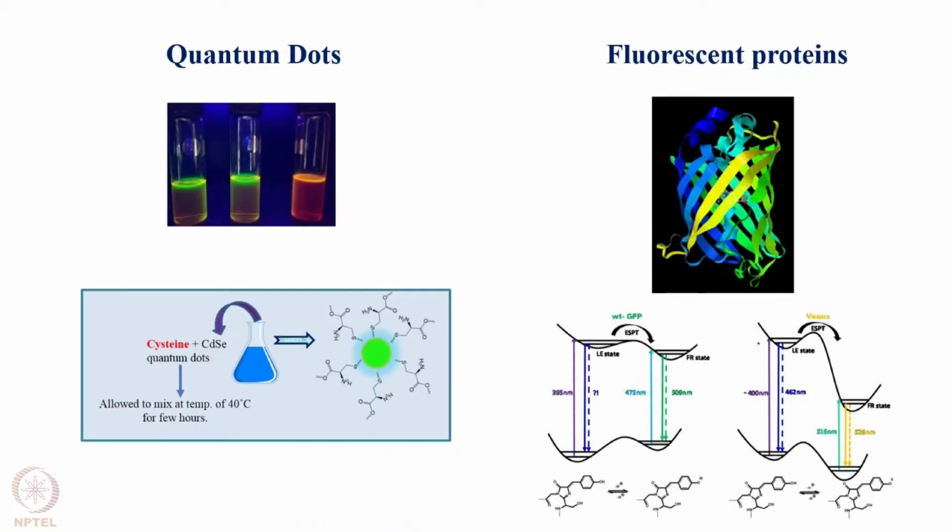The other research project being carried out in our lab is based on semiconductor nanoparticles which are called quantum dots. We are synthesizing quantum dots, and then we are studying their applications in artificial light harvesting systems like solar cells. The quantum dots are made up of CdSe and are functionalized using cysteine, and then they are allowed to mix at 40 degrees Celsius, and then their properties are being monitored spectroscopically.